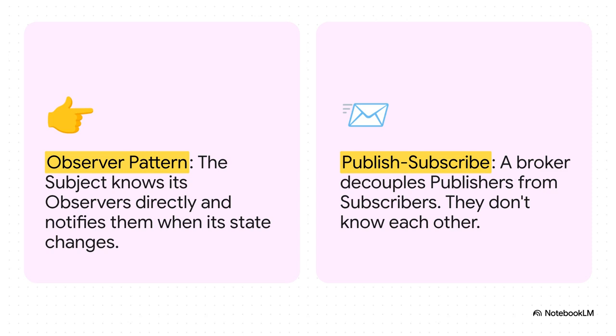The key difference here is that there's a middleman, like a message broker or an event channel. The weather station just publishes an update to the channel. The displays subscribe to that channel. They don't even know the weather station exists or that other displays exist. This makes things really loosely coupled, which is fantastic for big, complex systems where everything needs to work independently.